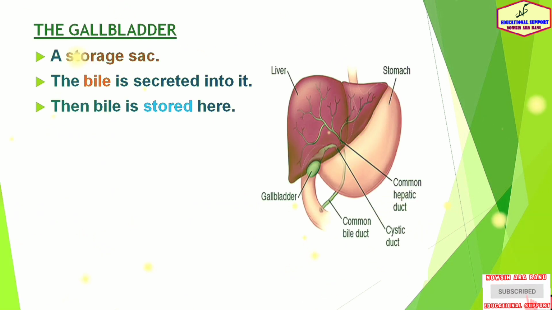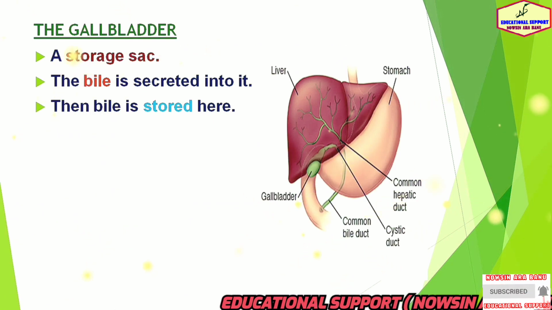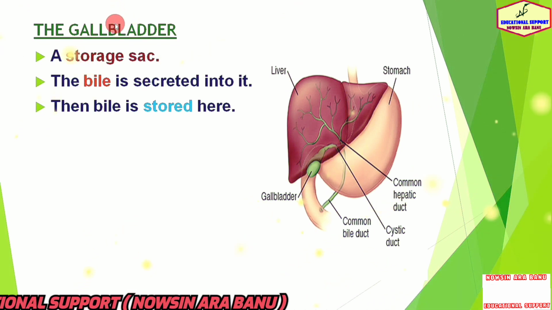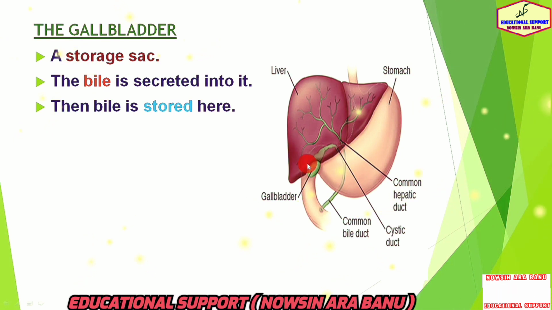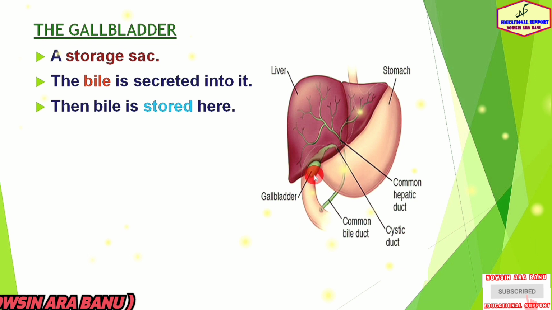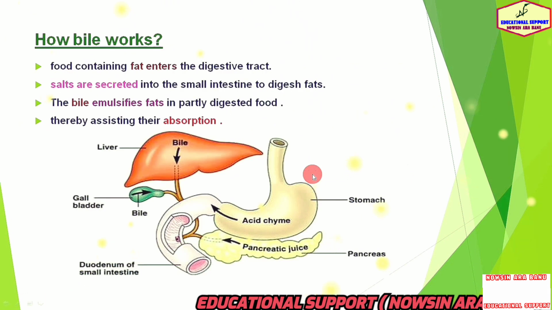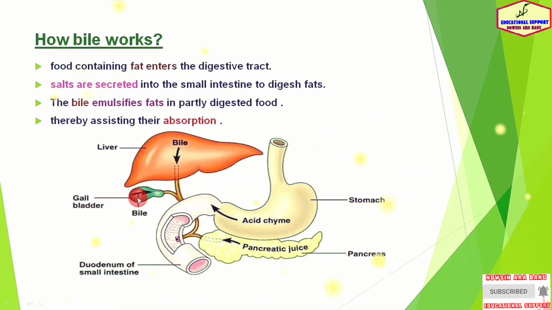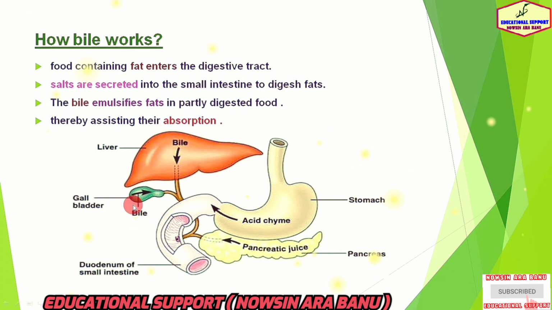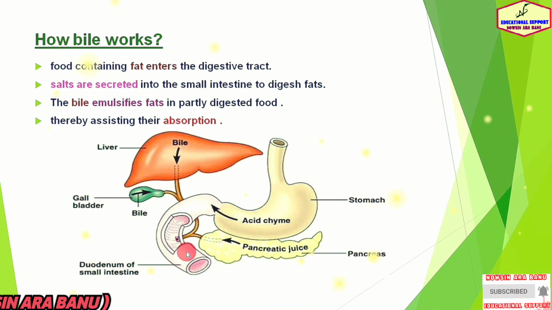Next is the gallbladder. The gallbladder is a storage sac, and the bile is secreted into it and then stored there. So how does the gallbladder work? The gallbladder stores bile in between meals. It secretes bile to the duodenum through the bile duct during mealtime.